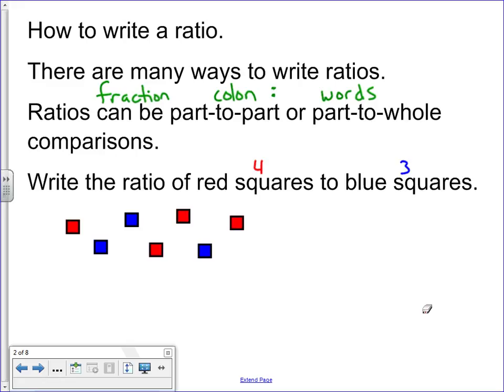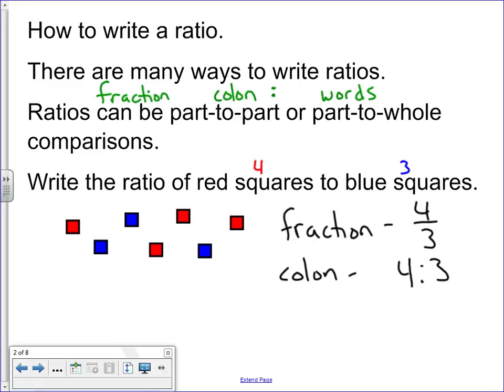Now with ratios, order is important. Notice, it says the ratio of red squares to blue squares. You have to keep it in that order when you write it. So as a fraction, the ratio of red squares to blue squares looks like this: 4 over 3, or 4 to 3. That's how that would be read, or that's how it would be written. Okay, so that's how you'd make it as a fraction. Using the colon, it would look like this.